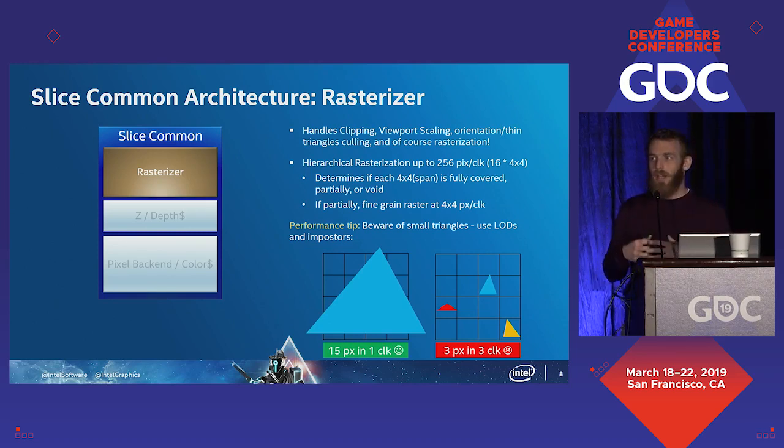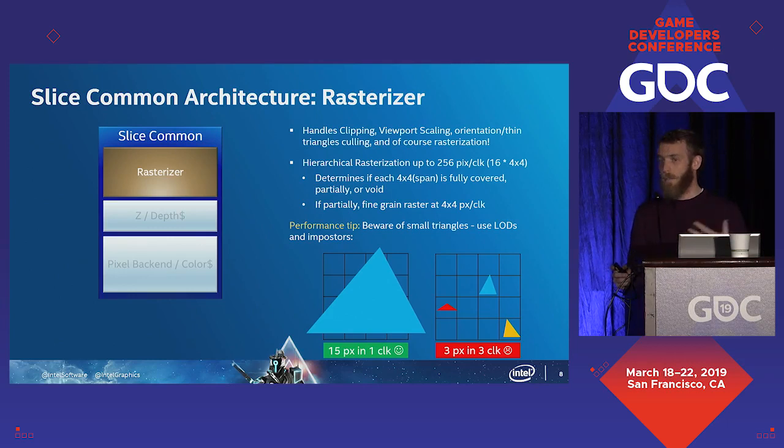As you understood, the rasterizer is capable of processing a lot of pixels per clock. However, it is still limited to one triangle per clock. So having really, really small triangles, like the case here on the right, you're going to have a really low efficiency, because in 3 cycles you're actually going to rasterize only 3 pixels. However, if you have cases with bigger triangles, such as the one on the left here, you can rasterize up to 15 pixels per clock.